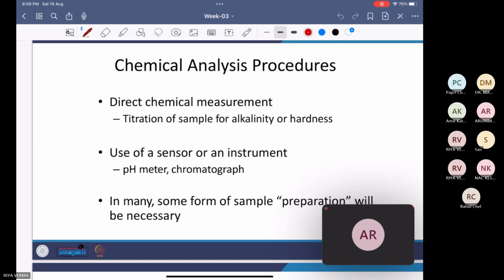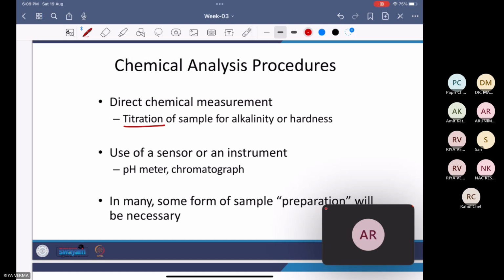For hardness, the indicator that we use is EDTA. It gives the color change, and that is used to detect the concentration of the chemical, or for example, the concentration of the parameter that we are measuring. For hardness, the color change is from wine red to blue. So that is during the titration process.